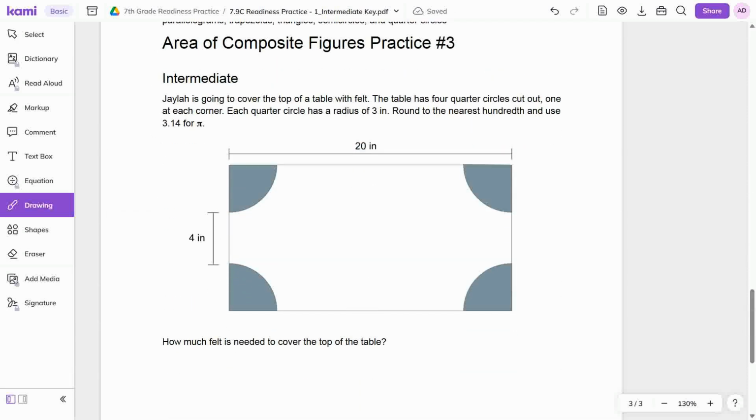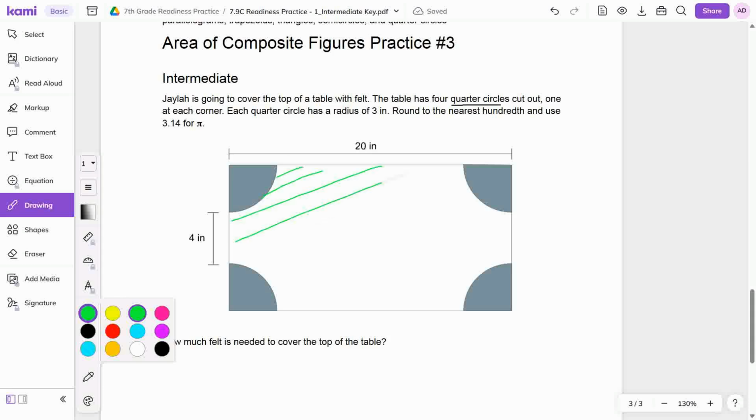For number 3, now we have more of an area missing. So we have a tabletop, looks kind of like a pool table, except it doesn't have pockets in the middle. And they're 4 quarter circles. And what we need to do is find how much felt is needed to cover the top of the table. So that means we're using this area right here.